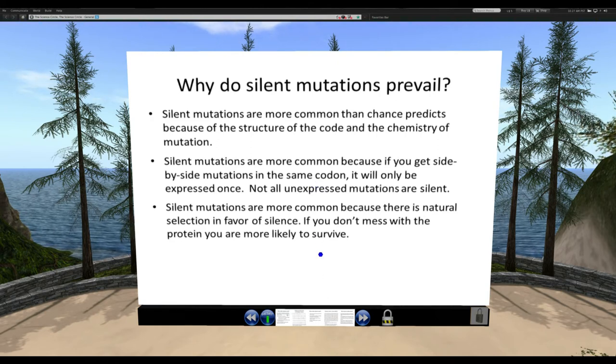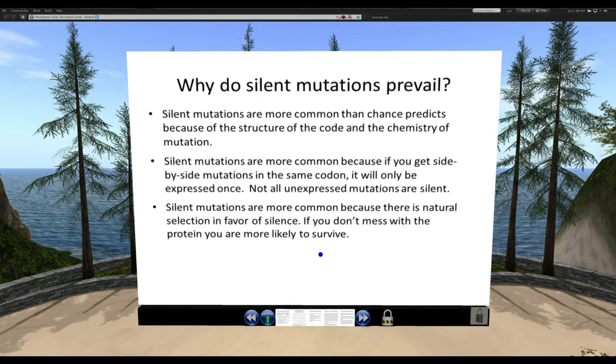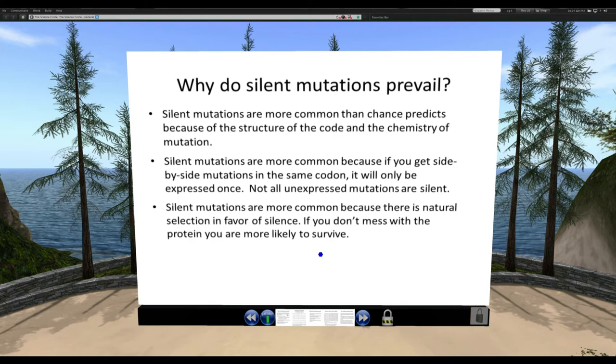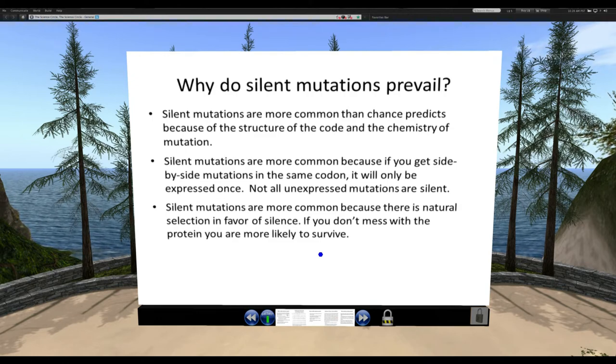And then finally, silent mutations may be more common because there's very strong natural selection in favor of not messing with the protein. So in most cases, if the mutation does change the amino acid, the individual that's carrying that mutation just dies. It's not compatible with survival. So these silent mutations are the surviving mutations, and the other non-silent mutations that we don't see in these proteins are the ones that kill you.